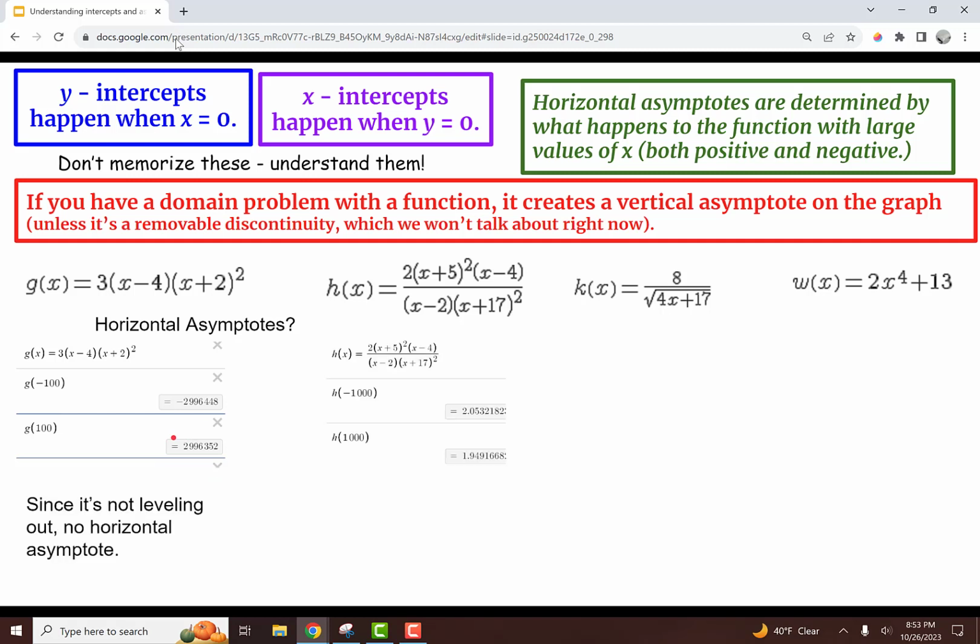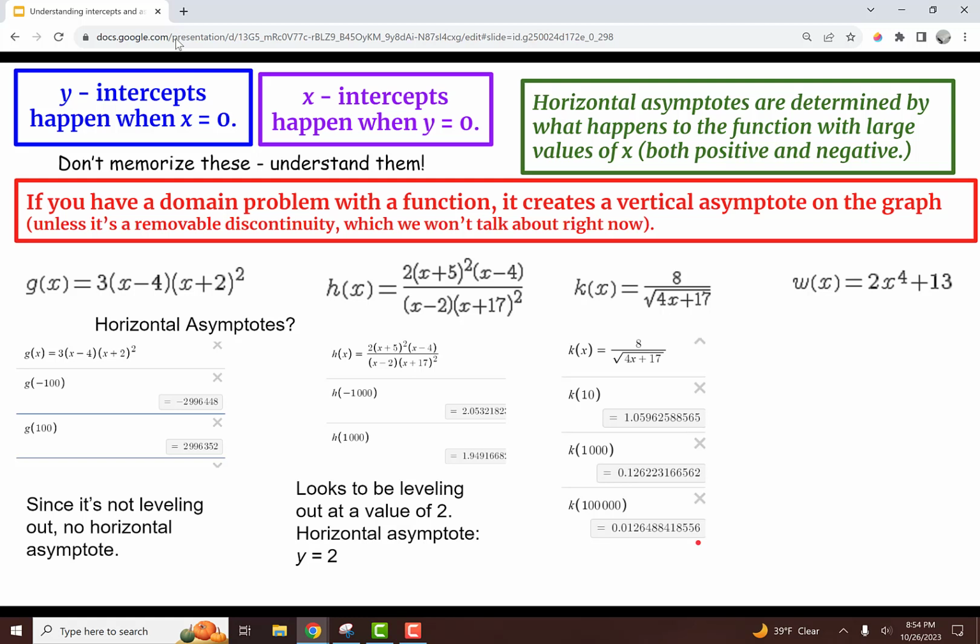But when I plug in big numbers for H, x equals negative 1,000 and x equals positive 1,000, do you see how they're both really close to 2? This is not an exact way of understanding it, but it kind of helps us understand the meaning behind it. The whole point there is when you plug in really large numbers, you roughly get 2. So that means that the horizontal asymptote is y equals 2.